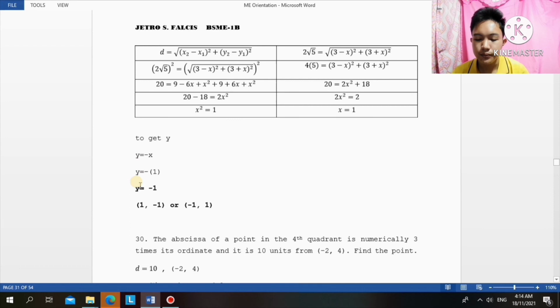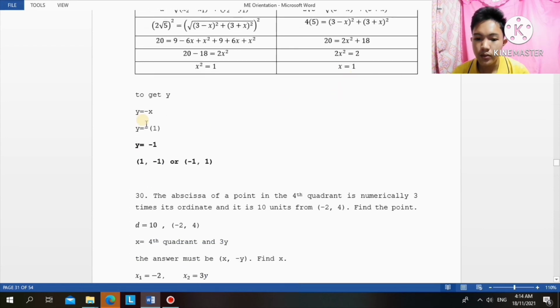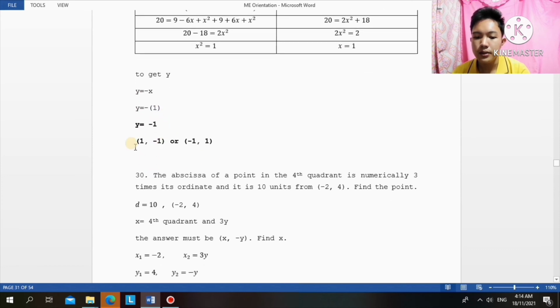To get y, substitute the value of x. So y is equal to negative x. Substituting the value of x, which is 1, y is equal to negative 1. So our answer is (1, negative 1), or (negative 1, positive 1).